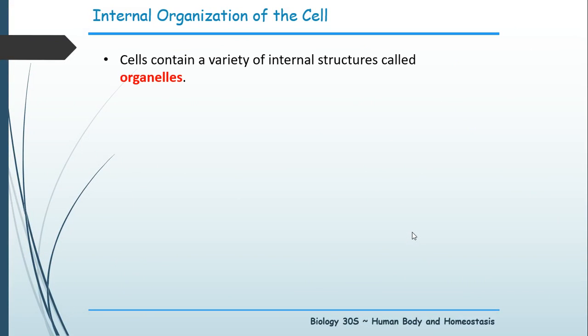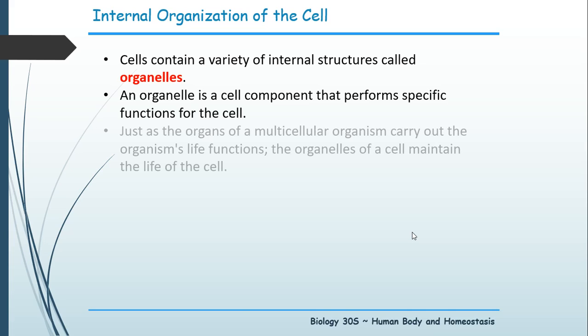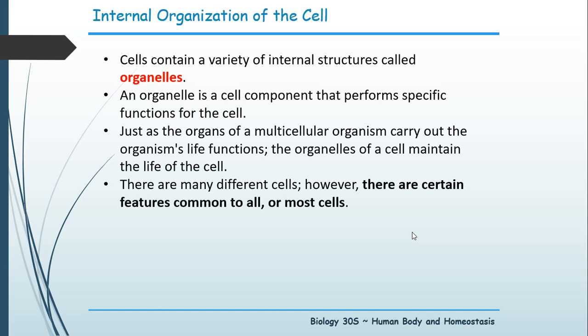We look at the actual inside of the cell to understand what is working and how the cell is working itself. Just like we have organs, our cells have what are called organelles. An organelle is a component that does a very specific job for the cell. So just like we have organs in our body that do a very specific job, our cells also have organelles that do very specific jobs as well. And it's the very same idea as us. They need to maintain the life of the cell.